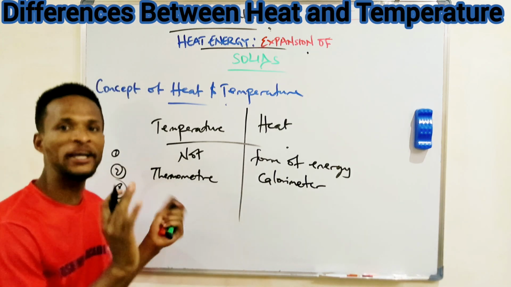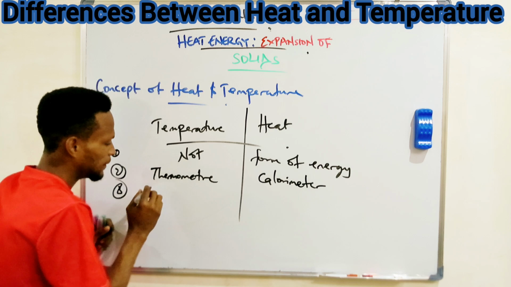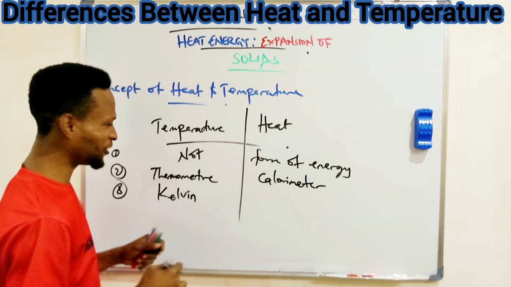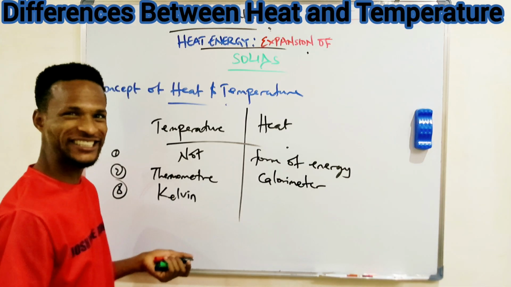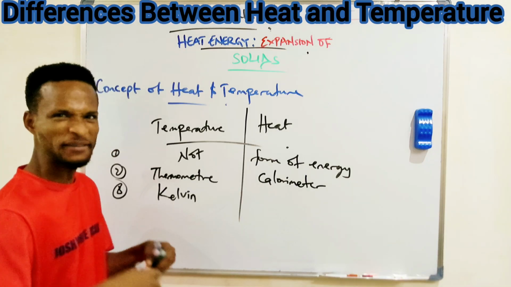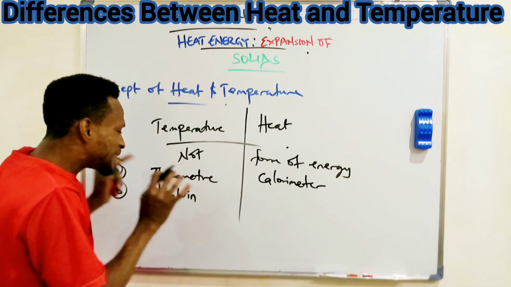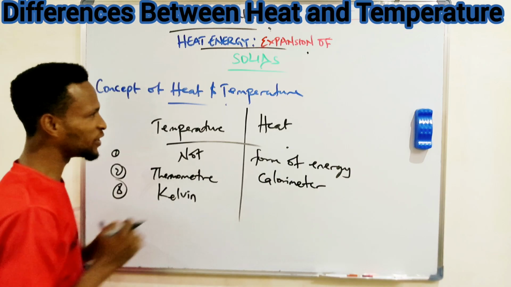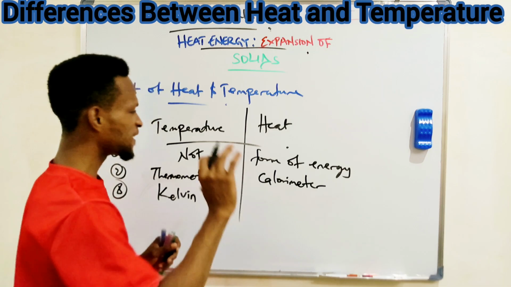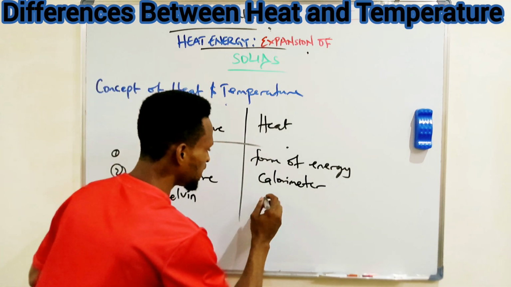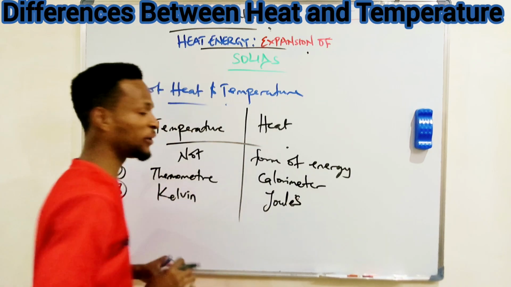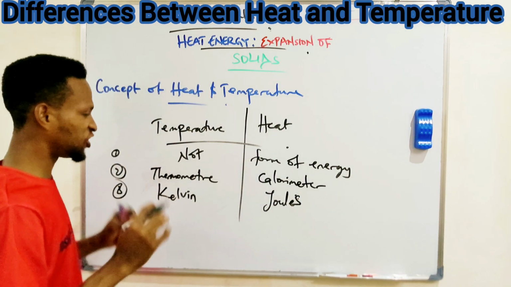Temperature is measured in Kelvin, but there are other units for measuring temperature, like Celsius, degree Celsius, degree Fahrenheit, or degree centigrade, Rankine, Newton. But the SI unit for temperature is Kelvin. Whereas heat, because heat is a form of energy, heat is measured in joules, because it's a form of energy.